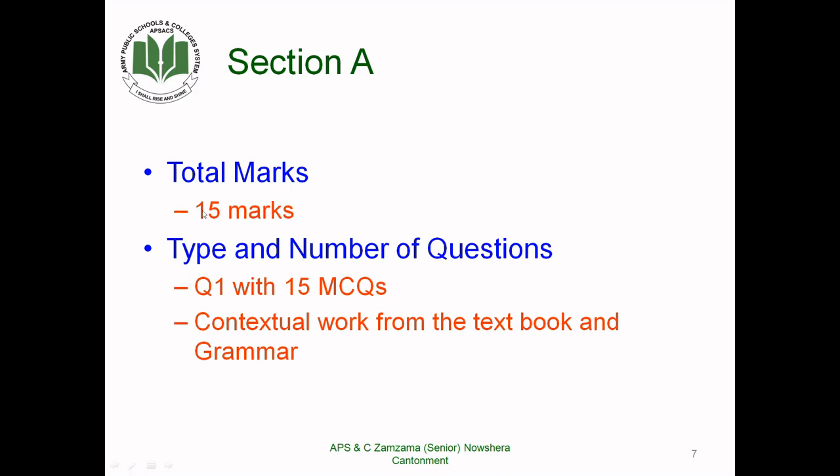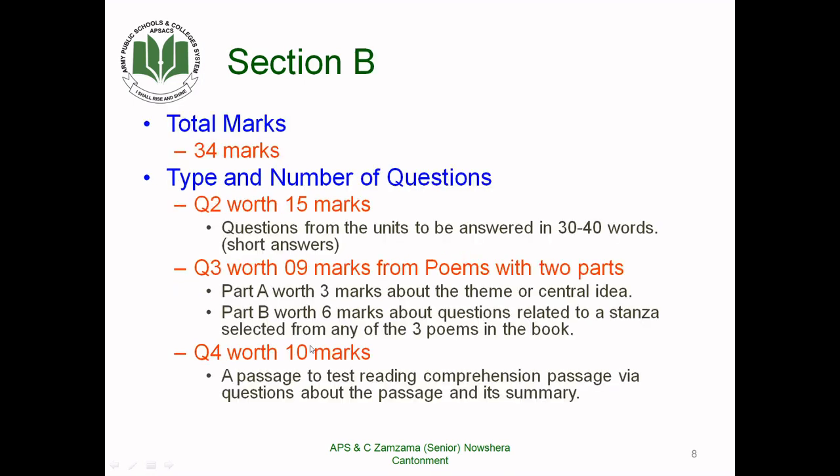Section A has a total of 15 marks and it has question number 1 with 15 MCQs. These MCQs will come from your contextual work from the textbook and grammar portion. Section B has a total of 34 marks. The type and number of questions are 3: question number 2, 3 and 4.